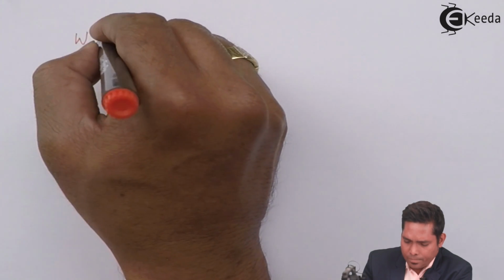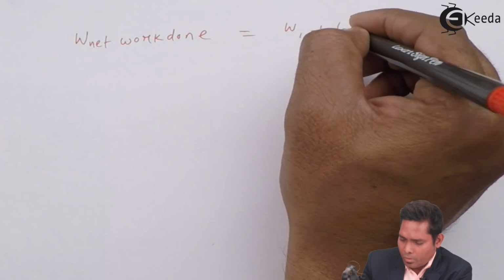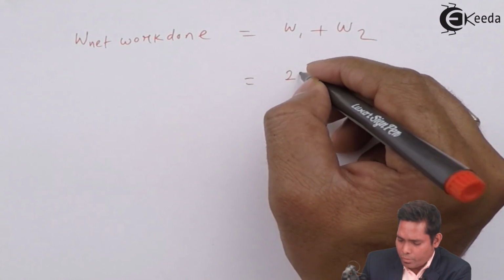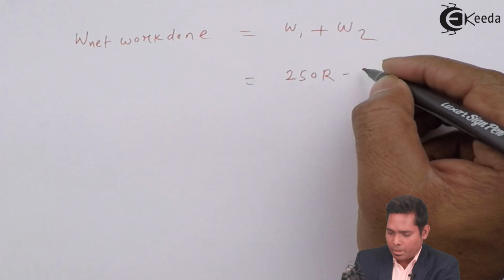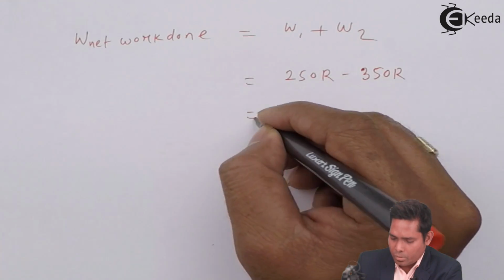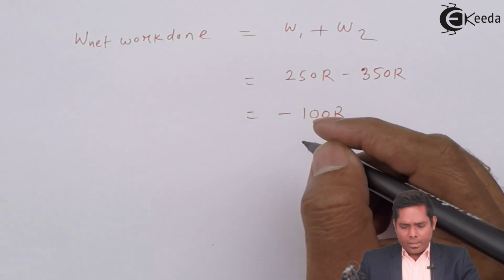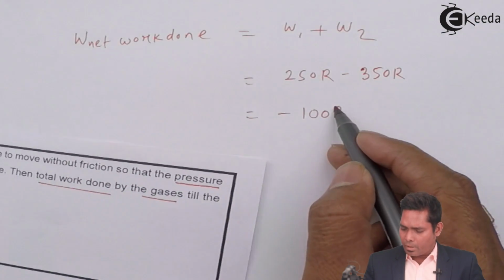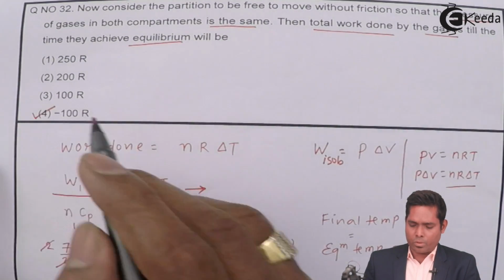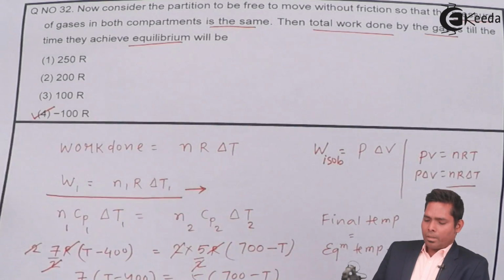W1 is 250 R. So the net work done is the sum of the two work done, which are scalar quantities: 250 R minus 350 R. So it's minus 100 R. Now, if I see the options, the total or net work done is minus 100 R, which is option number 4. So option number 4 is correct.